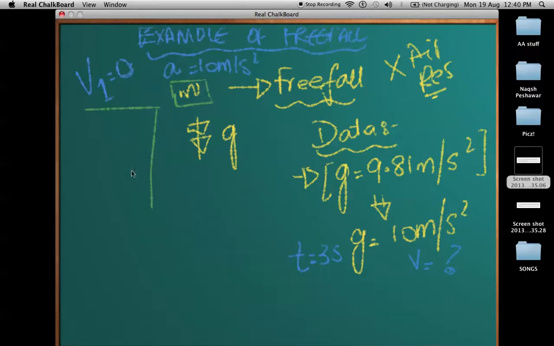So you know that the formula that relates velocity and acceleration is very simple: acceleration is equal to the final velocity minus the initial velocity, divided by time. We have the time, we know the gravitational acceleration, and we also know the initial velocity.